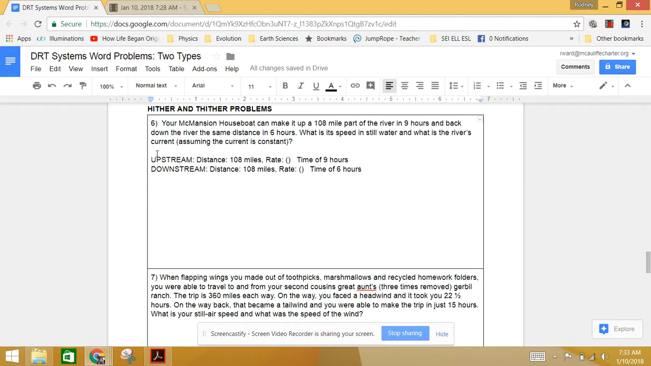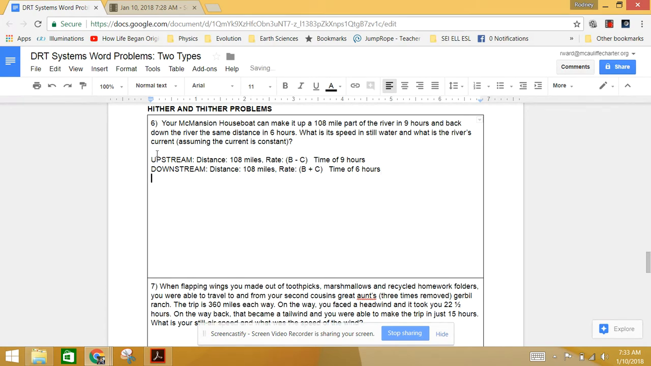So going upstream, there's the speed your McMansion houseboat contributes. I'm going to call that the boat speed, B. Okay, and then going upstream, there's the river's current, and we've got to think, what is the river's current doing to the boat speed? It's fighting against it, so we subtract it. Going downstream, though, we have our boat speed and we have our current speed, but they're combined, they're added together. So that's your rate. Your rate is this combined rate.